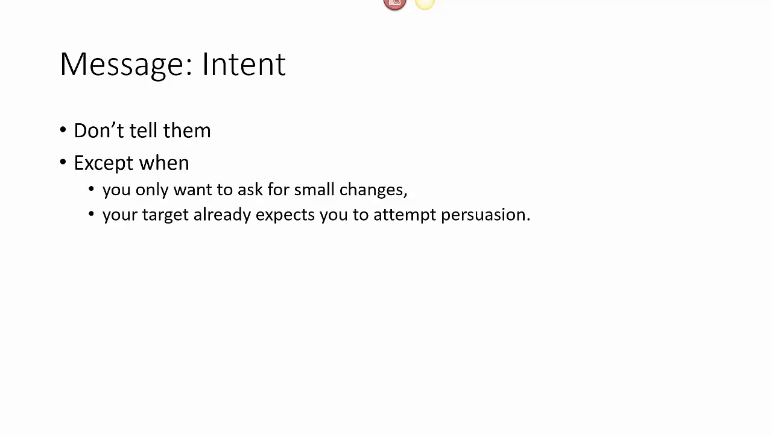If you go into the office of a legislator or a city council member, then it's pretty likely that they know you're there to persuade them about something. If you go in and talk with your boss about getting a pay raise, they already know that that's what you're in there for. It's going to be very hard to not tell them what your intent is. So you may as well just be honest. So with intent, don't tell people you're trying to persuade them. That puts them on their guard. But there are these 2 exceptions.